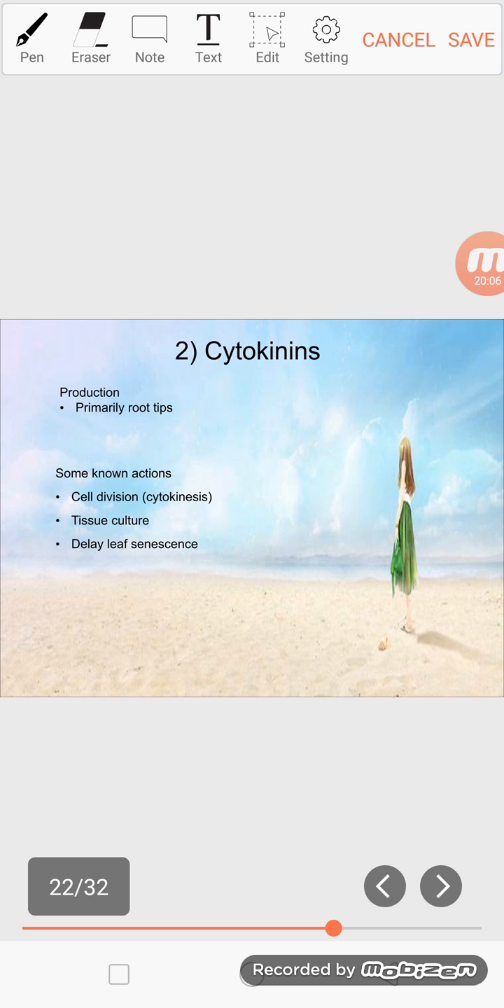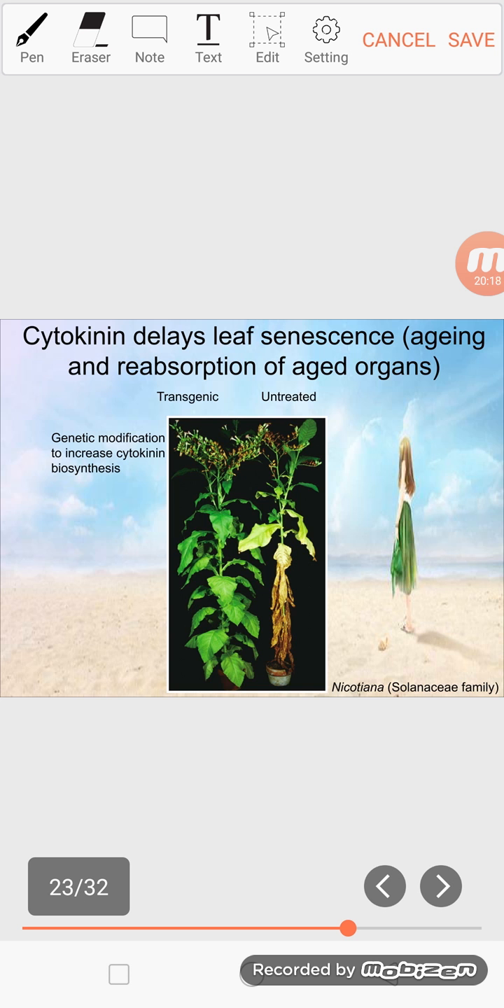So cytokinin is the opposite of the auxin tadi tu, because auxin dia punya main production is in the shoot tip, but for cytokinin is in the root tips. Okay, and also we know that cytokinin, they can delay leaf senescence.